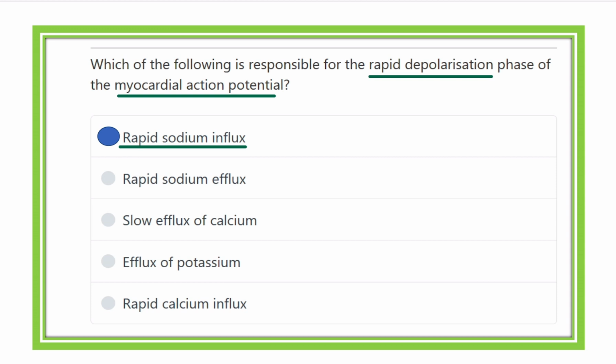Another option, such as the slow efflux of calcium, causes the plateau. Efflux of potassium causes the repolarization. So our answer is the rapid sodium influx. Rapid sodium influx is responsible for the rapid depolarization. Thank you all.